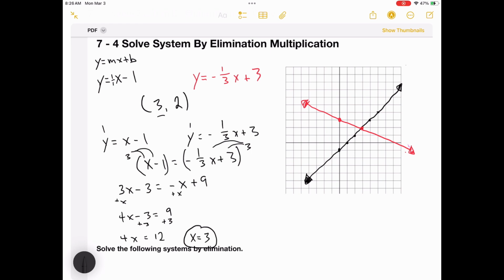Now I need to take this 3 and plug it in right there to get my y. And I'm going to get y equals 3 minus 1, which is y equals 2. So again, that matches there. Multiple different ways to do it.